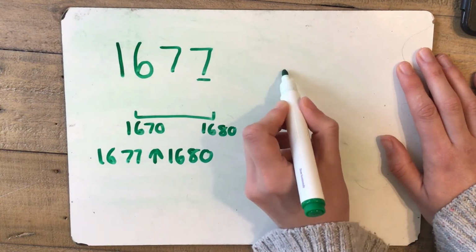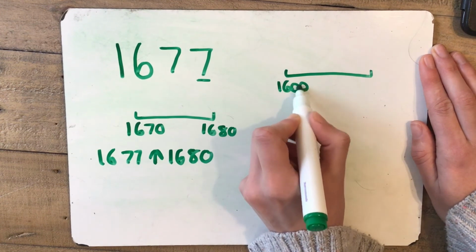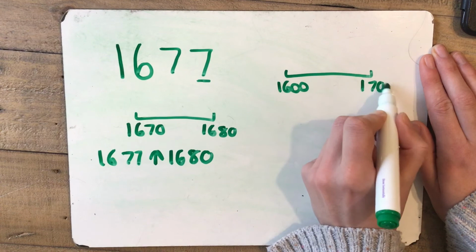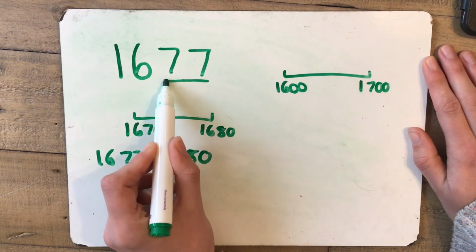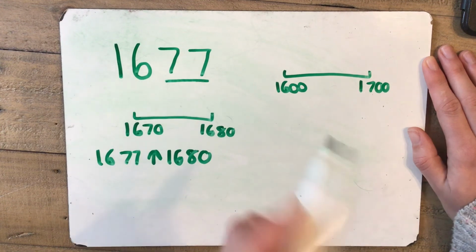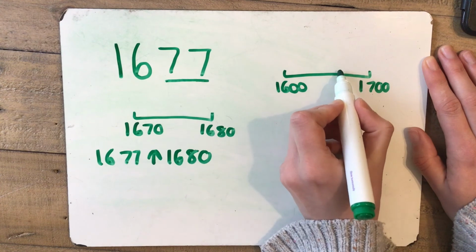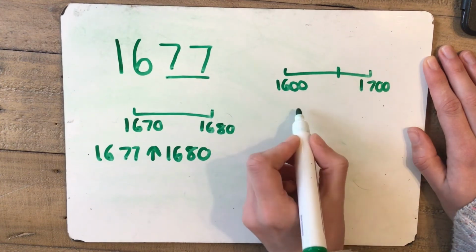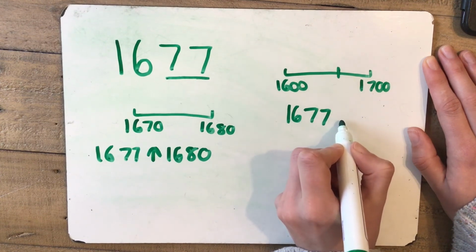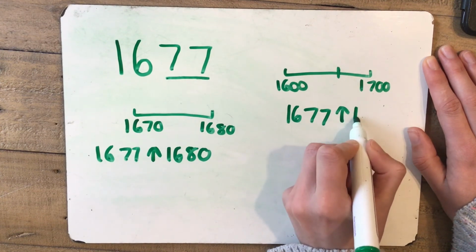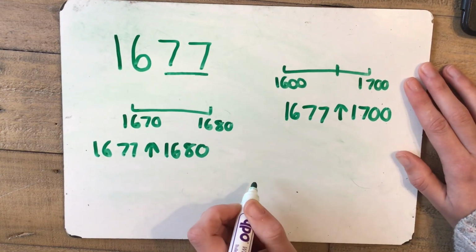But what if it wanted me to round it to the nearest 100 this time? So my number line, I'm going to have 1,600, and then I'm going to have 1,700. And looking at my two numbers here, are they above 50? Yes, they are. So I'm going to round it up. It would be roughly here on my number line, wouldn't it? Which helps me visually. So 1,677 rounded to the nearest 100 would go up to 1,700.